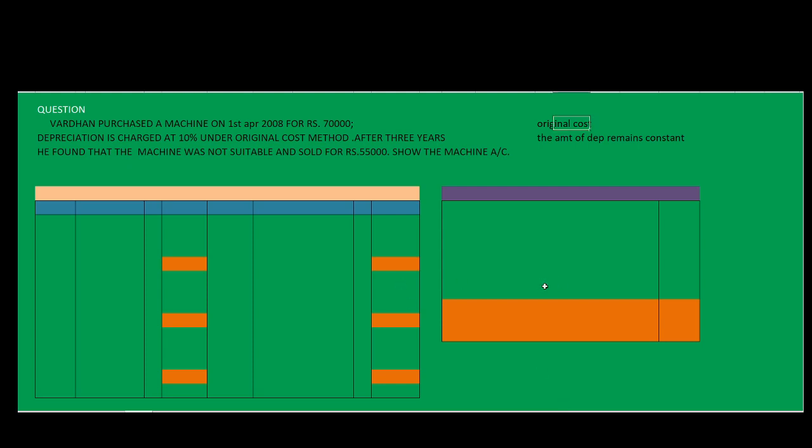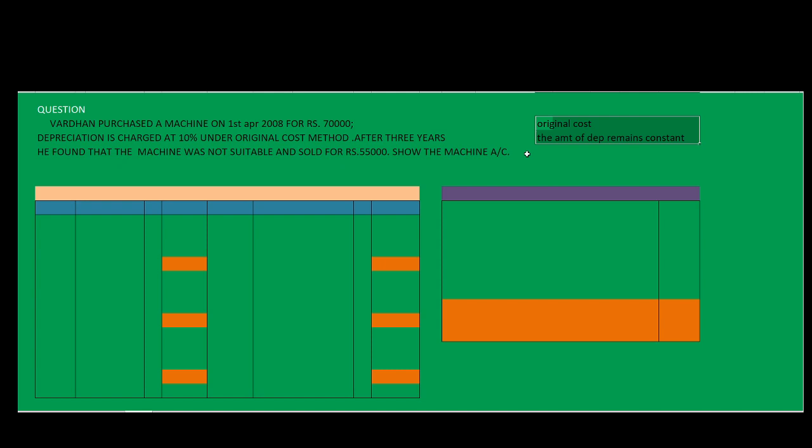Hello everyone, this is our next video, and in this video I am going to explain to you depreciation and preparation of machinery account under the original cost method. This original cost method is also called the fixed installment method and also the straight line method.